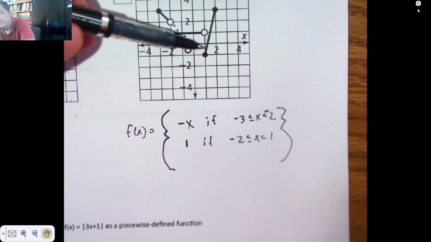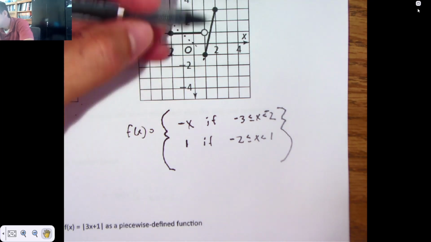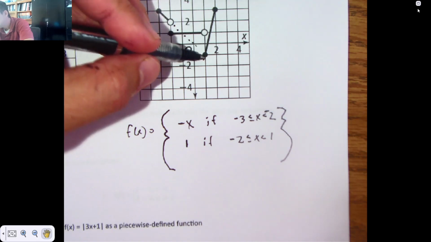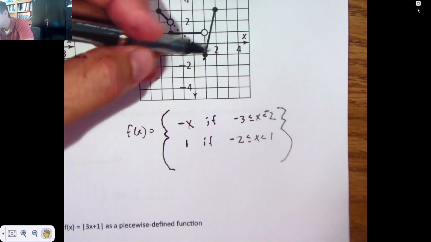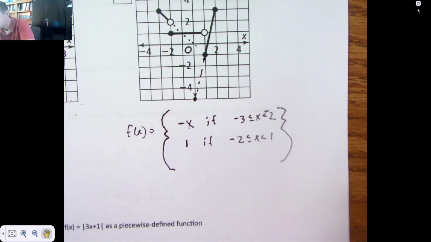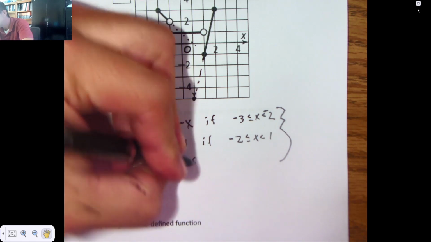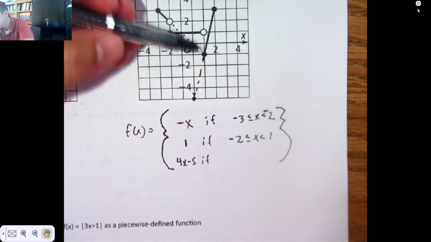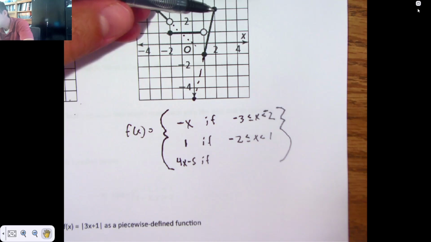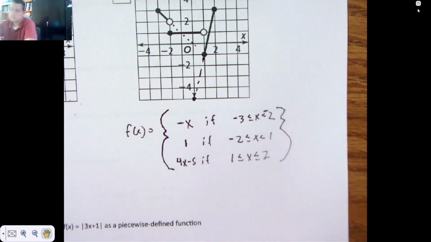The last thing you have is this little line segment, and I'm just kind of cheating here because they're not that bad. What does it do? It falls 4, runs 1. If I extrapolate out here, it hits down here at -5, and it has a slope of rise 4, run 1. So that is 4x minus 5, if the x value is stuck between 1 and 2 inclusive. So that's writing a piecewise function.